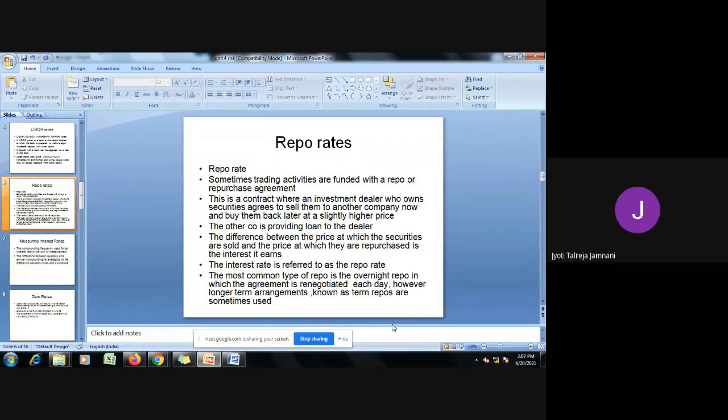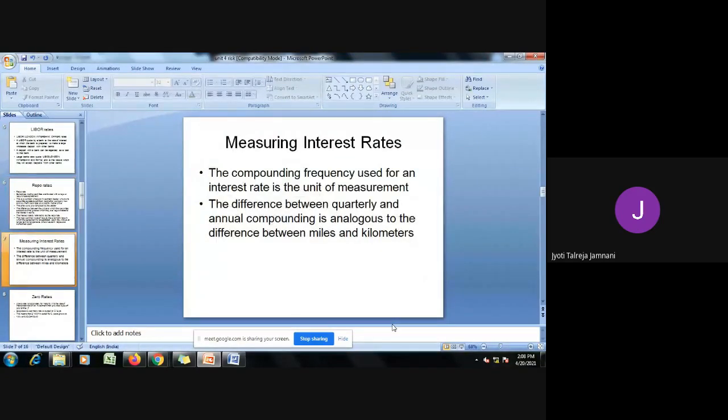Repo rate is repurchase agreement. You sell something today at a price and promise to repurchase it later at a higher price. So the difference between the two prices is the interest rate, which is called the repo rate. Okay. I hope it's clear till here. Let's go to how to measure interest rates.